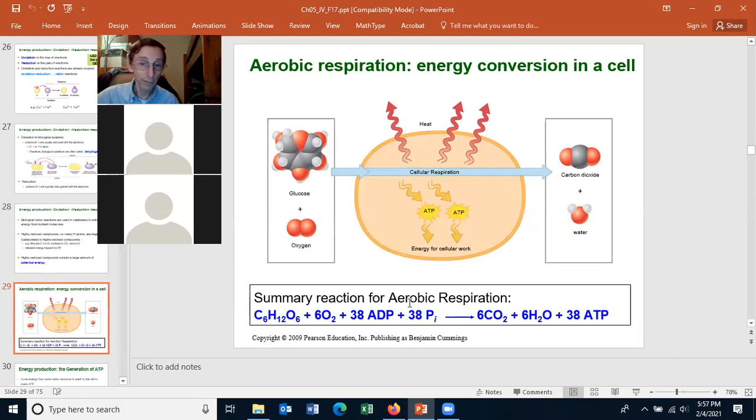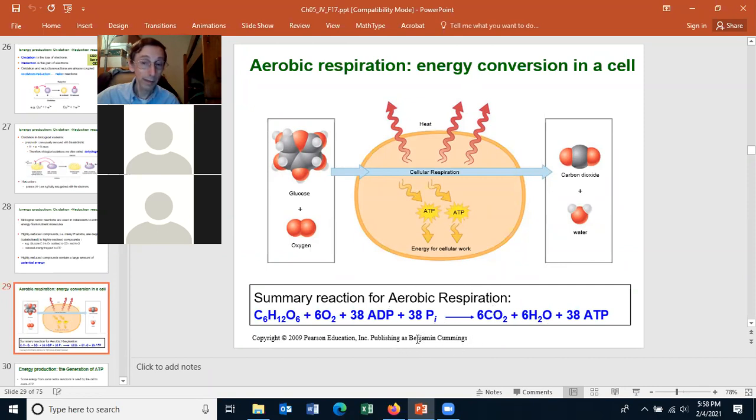The summary reaction for aerobic respiration is glucose, C6H12O6, plus 6 oxygen molecules and 38 ADP, adenosine diphosphate, and 38 Pi, where the i stands for inorganic phosphate, can be converted into 6 carbon dioxide molecules, 6 CO2, and 6 water molecules, and 38 ATP molecules. This is the overall summary reaction for aerobic respiration.